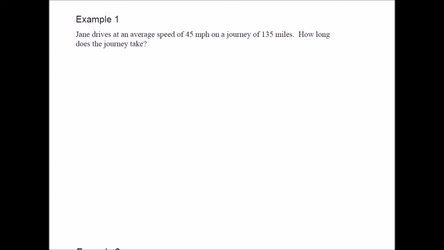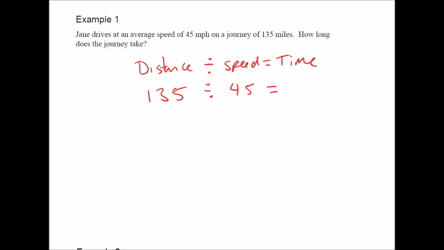So the first one, Jane drives at an average speed of 45 miles per hour on a journey of 135 miles. How long does the journey take? Well, for this question, we should use the fact that we've got to do the distance divided by the speed, and that is going to give us the time. So if I do that, I've got 135 divided by 45, and if I use my calculator to work that out, I should get 3.